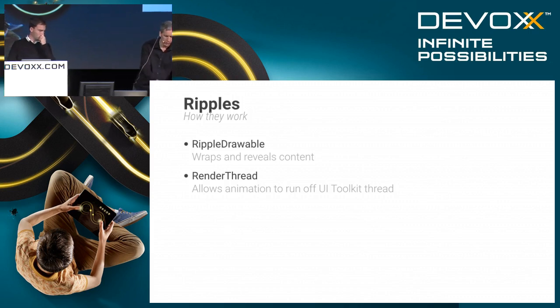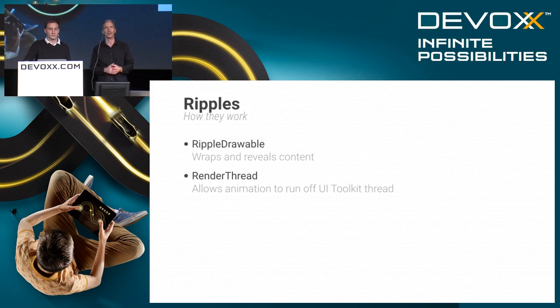So how do they actually work? What we wanted to do in this talk was not just talk about what the APIs are and how you would use them in your applications, but also some of the internal details of how they actually work, because frankly, that's interesting. So ripple drawable, as I said before, is a wrapper around other drawables. It wraps and then reveals the other drawable over time with this ripple effect.